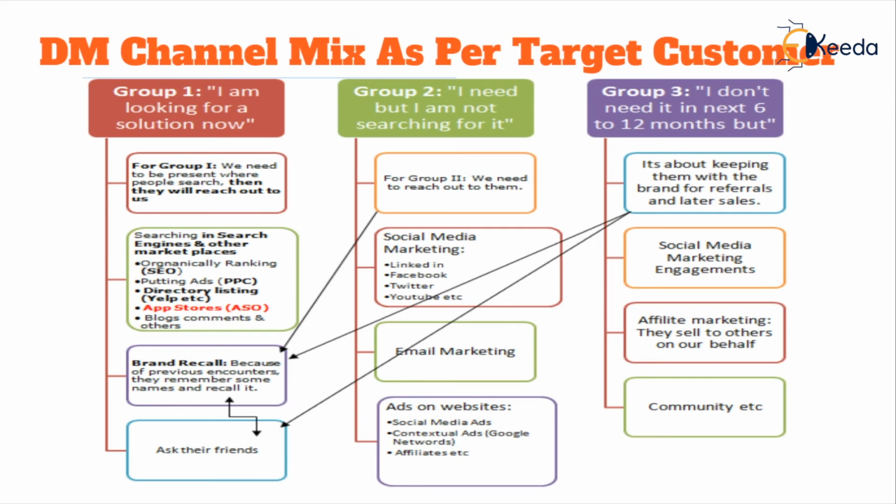So to reach out to such customers, obviously PPC and SEO are not going to work. Directory listings are not going to help because they're not looking for you. You have to go looking for them. So how can you do that? You can have social media marketing campaigns wherein, based on their interests, preferences, and behavior, your ad will pop up in their social media feed. You can have email marketing campaigns, you can have ads on websites of interest to these customers, you can have affiliates talking about your brand.